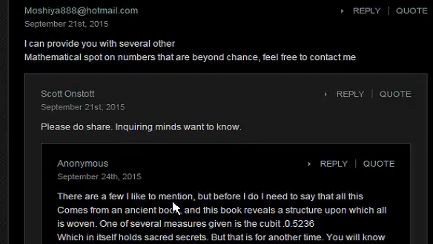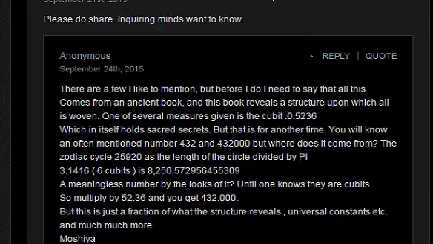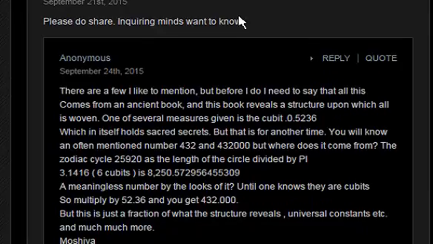Anonymous, there are a few I like to mention, but before I do, I need to say that all this comes from an ancient book, and this book reveals a structure upon which all is woven. One of several measures given is the cubit, which in itself holds sacred secrets. But that is for another time. You will know an often mentioned number, 432 and 432,000, but where does it come from? The zodiac cycle.